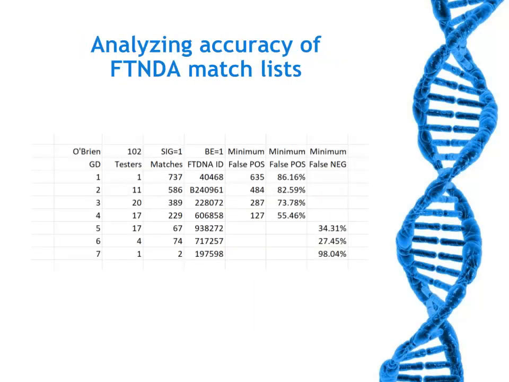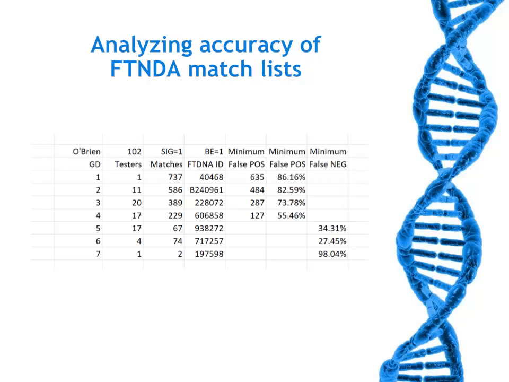So now we're going to dive in and just show how badly the family tree name match list misses out. This is the O'Brien surname cluster, which has 102 testers, which is a very large surname cluster, probably in the top 10 in the world. And I'm taking just one tester for each GD, 1 through 7. Of course, the lower ones and the higher ones don't have very many, but I just randomly picked one. The first guy, GD1, has 737 matches, but there's only 102 testers with charting. So he has an 86% false positive rate.